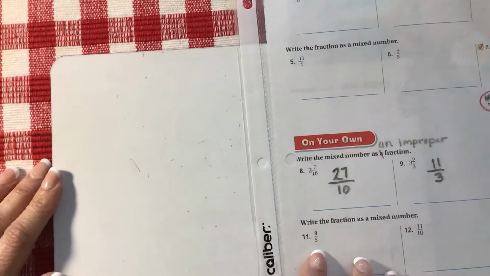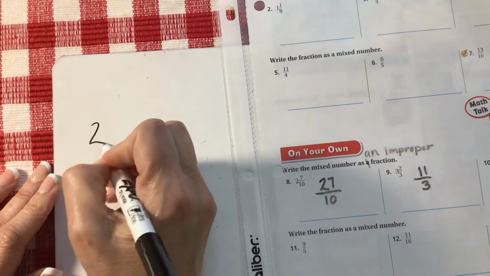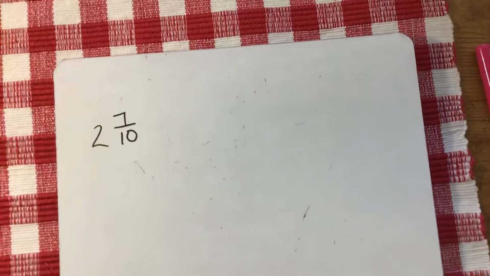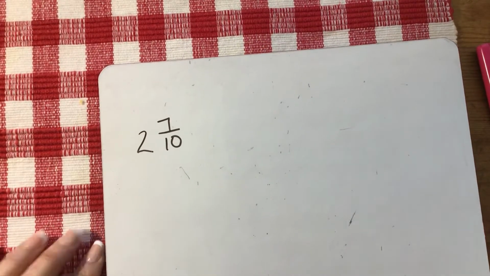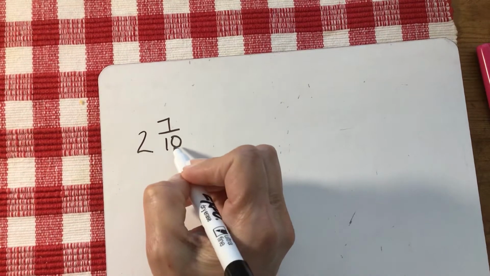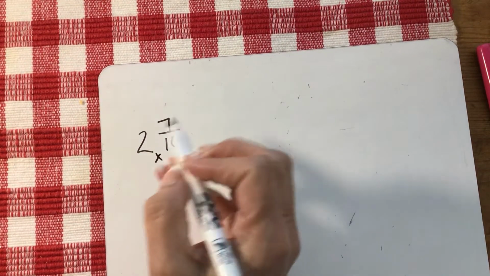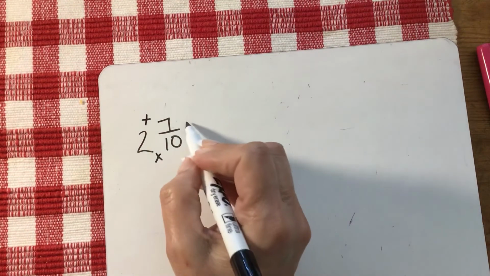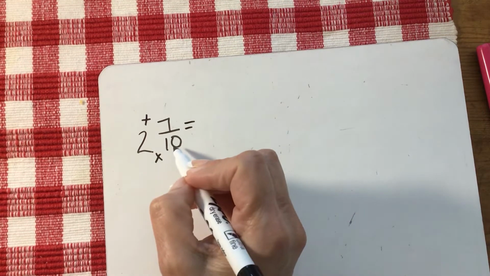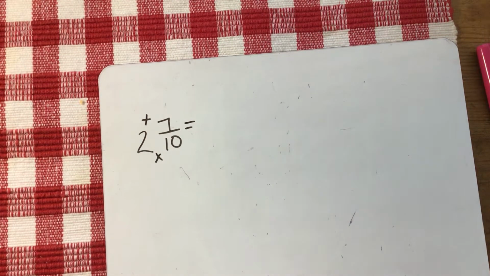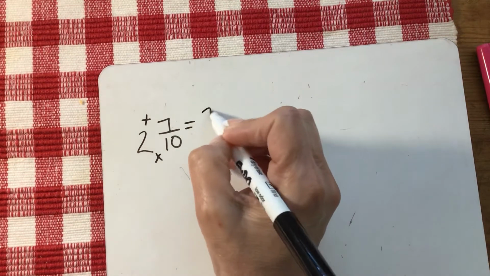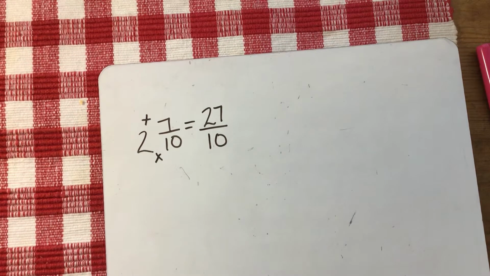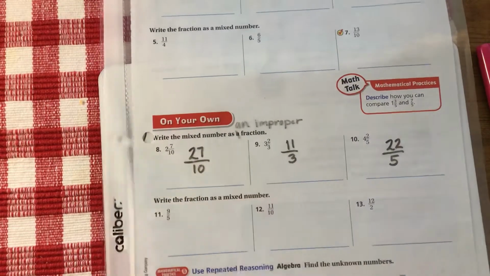For number 8, I'm just going to redo that problem. 2 7/10. We learned that the steps to change a mixed number to an improper fraction is take your denominator, multiply it by your whole number, add your numerator. So my new improper fraction is going to be 10 times 2 is 20. 20 plus 7 is 27, and your denominator stays the same. Okay, so that's what we learned in the last video.